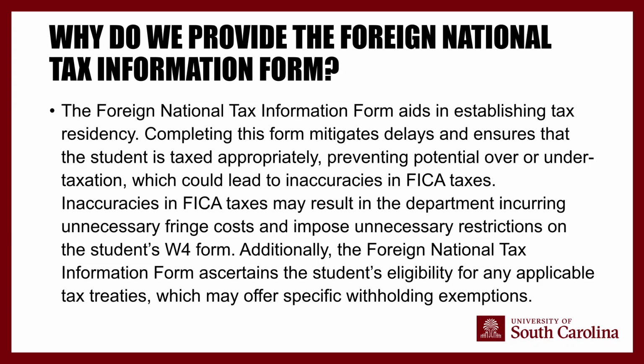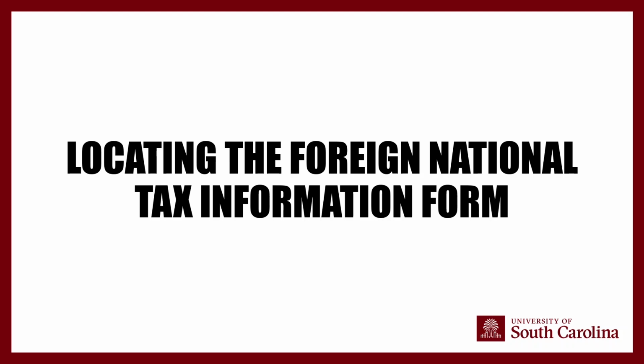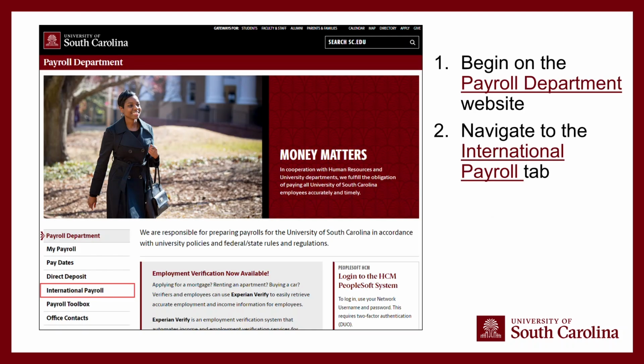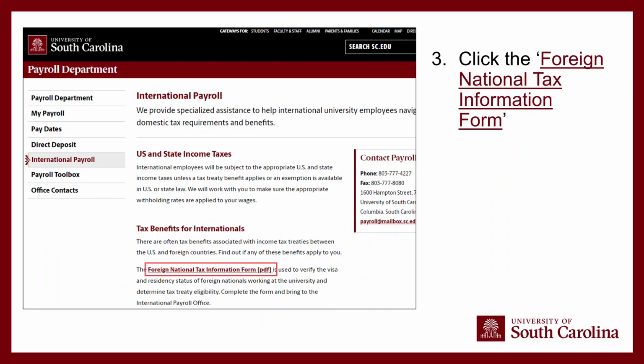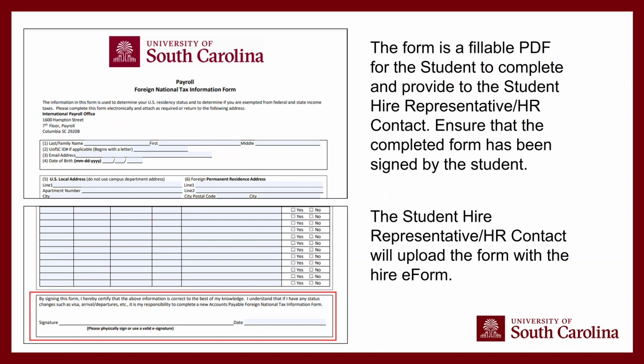Additionally, it helps ascertain the student's eligibility for any tax treaties, which might offer them exemptions from withholding tax. You can find the form on the Payroll Department website in the International Payroll section. Simply navigate to the International Payroll tab and then click the link to access the PDF version of the form. The student should complete the form and update it upon each rehire with any changes in their information.